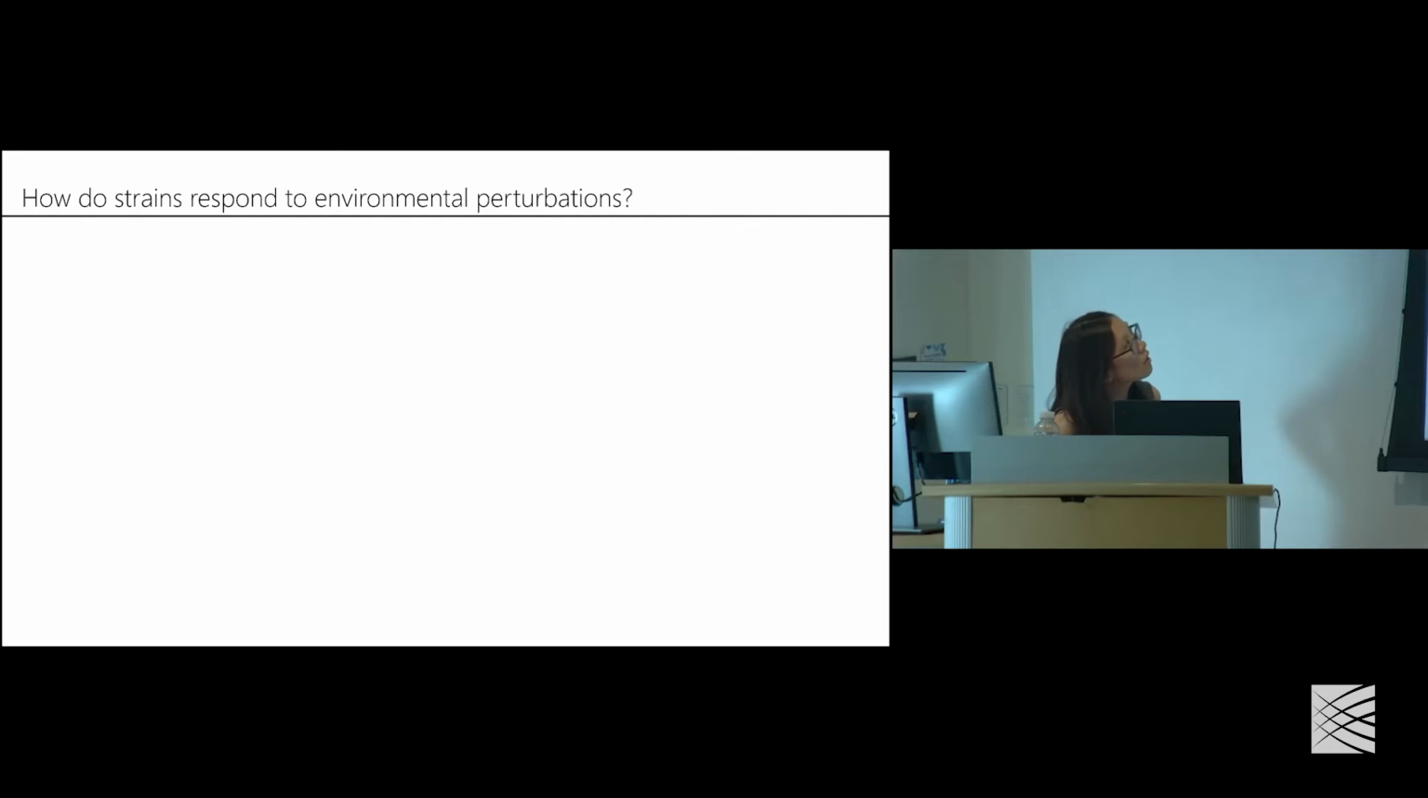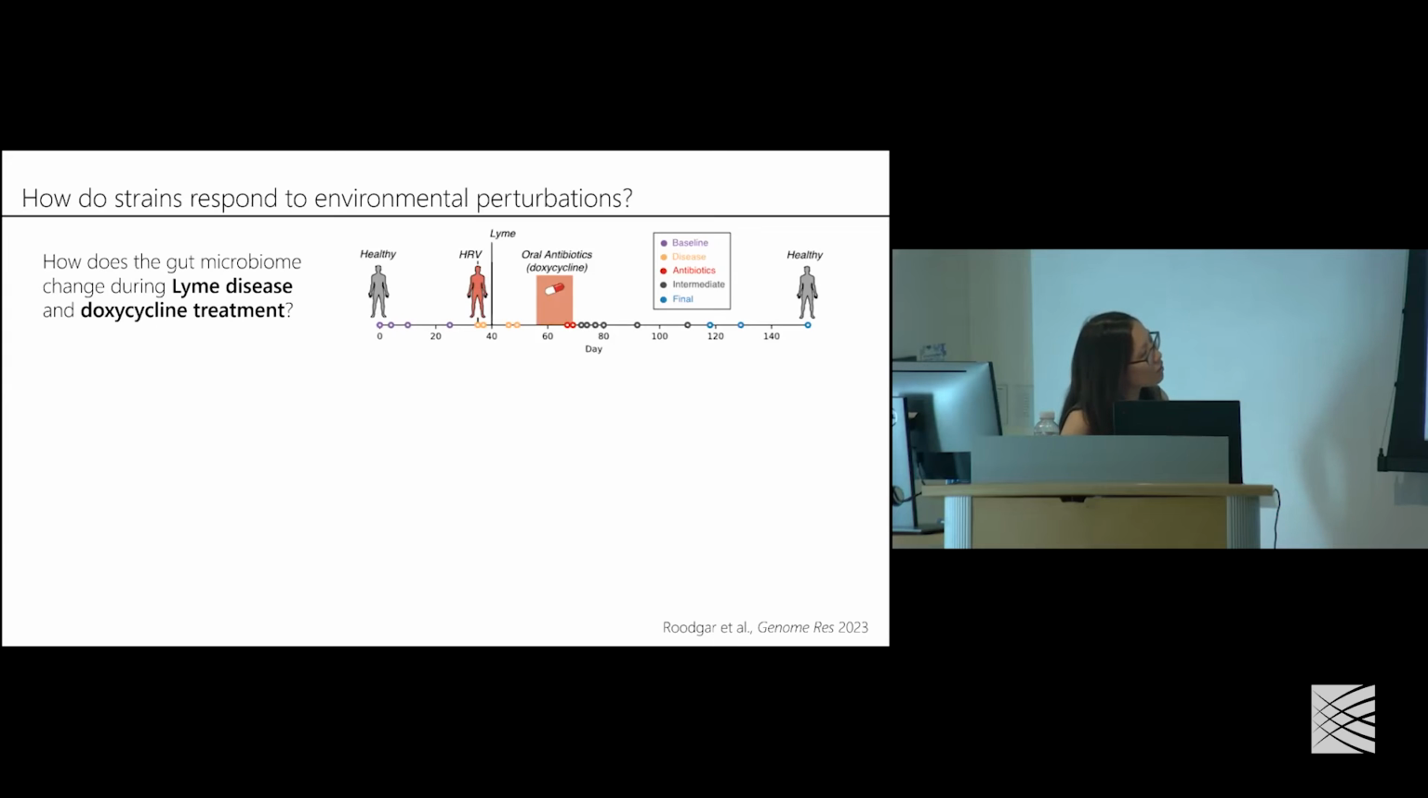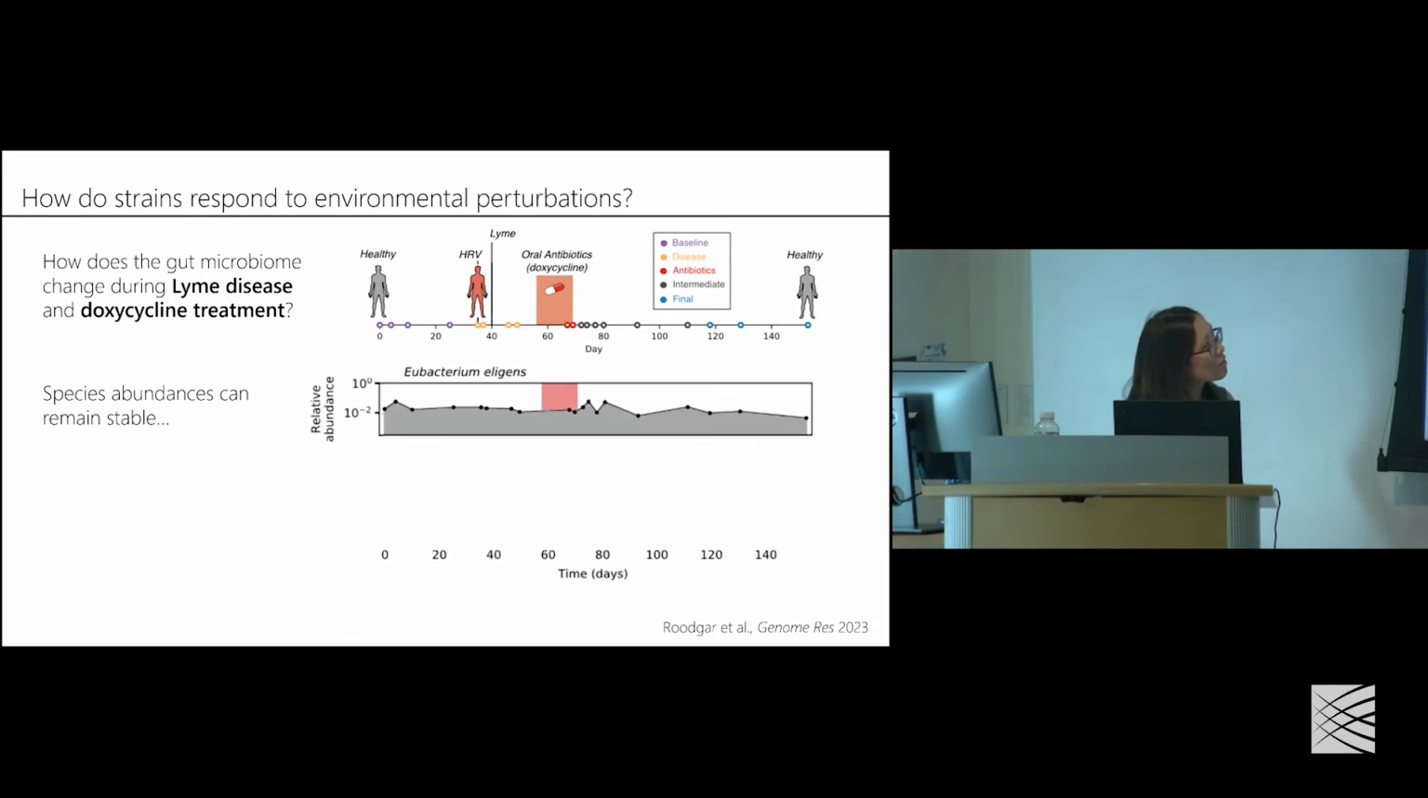Another question that we're starting to learn about is how strains respond to environmental perturbations. Here I'll show you a little bit of this nice study from Mike Snyder's lab of one individual over the course of Lyme disease and subsequent antibiotic treatment, which is shown in red. In this data set, the authors found that there were some species that could remain quite stable over time. This is the proportion of the population that consists of Eubacterium elegans.